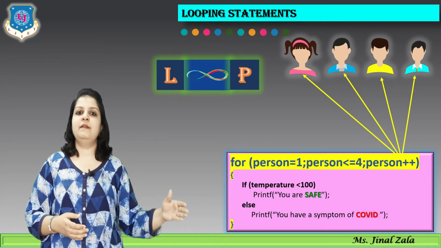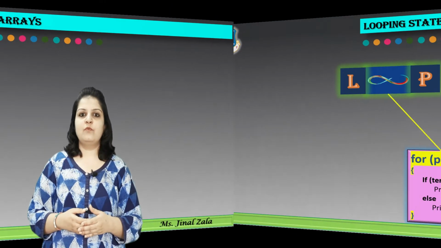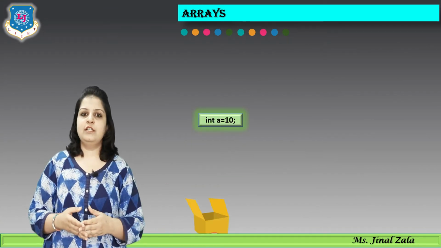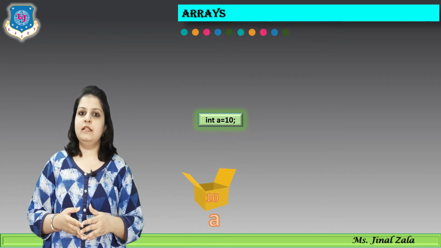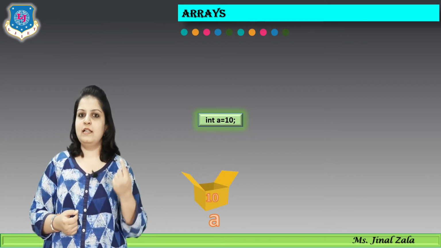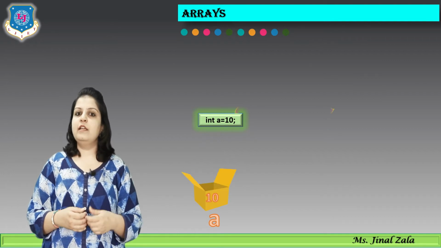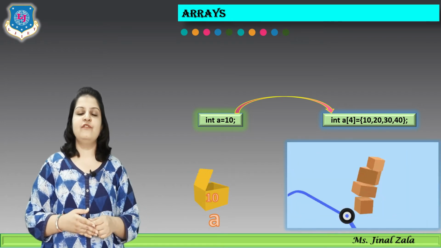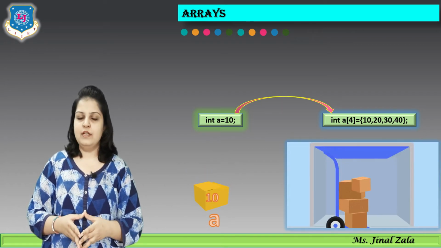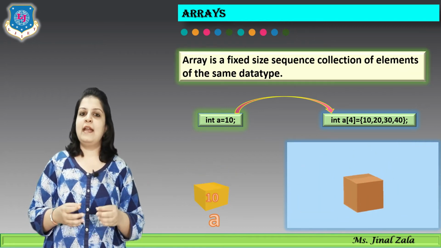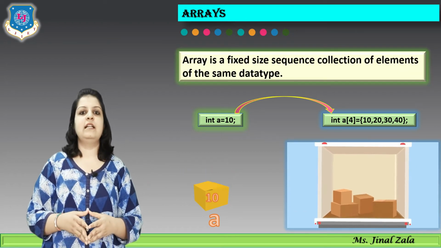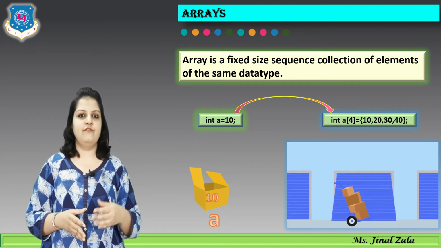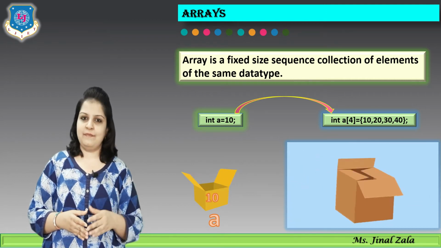Okay, the next statement is array. Now what do you mean by array? Here you can see the example, integer a is equal to 10. In this variable we can store only a single value at a time. But if you want to store multiple values together in a single variable, then we can use the concept of array. So what is the definition of array? An array is a fixed size sequential collection of elements of the same data type. And in array we are going to learn one dimensional array as well as two dimensional array.